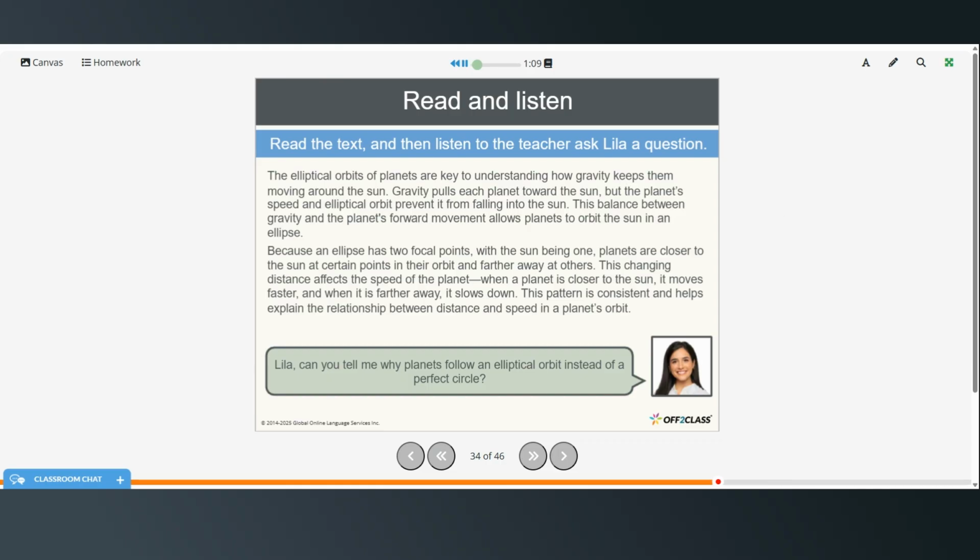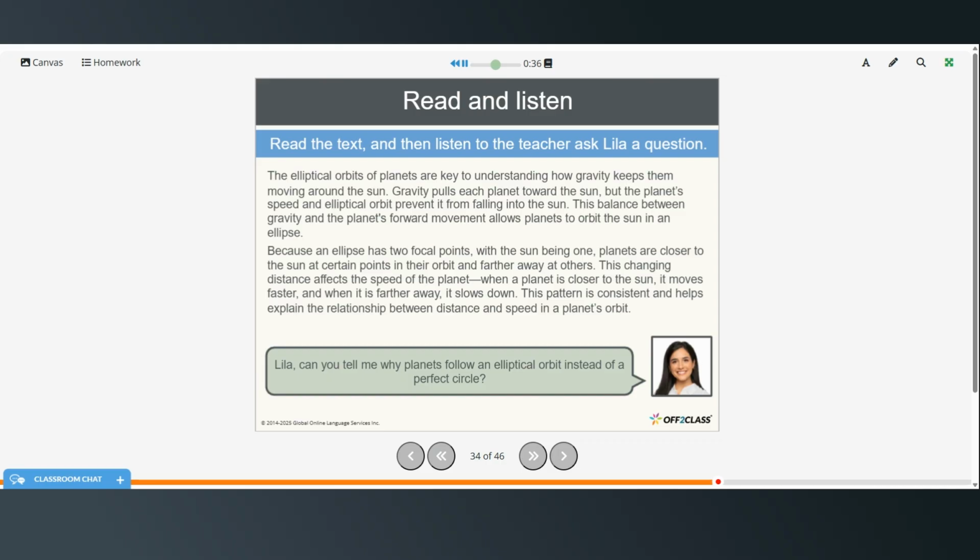The elliptical orbits of planets are key to understanding how gravity keeps them moving around the sun. Gravity pulls each planet toward the sun, but the planet's speed and elliptical orbit prevent it from falling into the sun. This balance between gravity and the planet's forward movement allows planets to orbit the sun in an ellipse. Because an ellipse has two focal points, with the sun being one, planets are closer to the sun at certain points in their orbit and farther away at others.